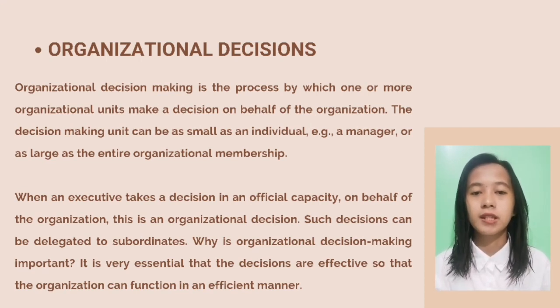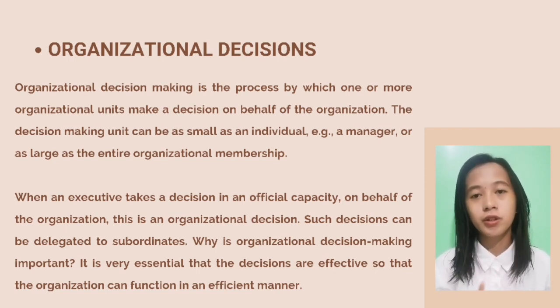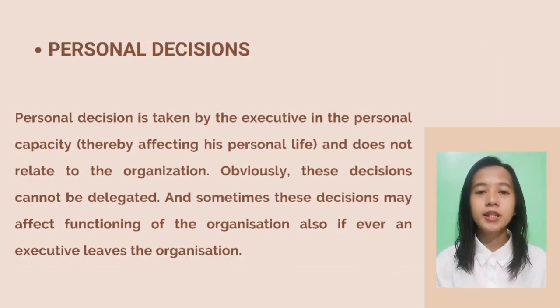Organizational decisions. The organizational decision-making process is one by which one or more organizational units make a decision on behalf of the organization. The decision-making unit can be as small as an individual, such as a manager, or as large as the entire organizational membership. When an executive takes a decision in an official capacity on behalf of the organization, this is an organizational decision. These can be delegated to subordinates. And why is it important? It is because it is very essential that our decisions are effective so that the organization can function in an efficient manner.